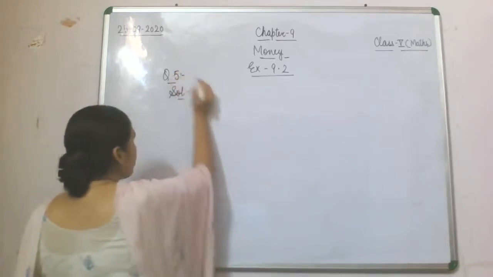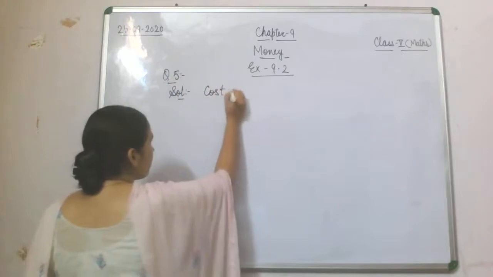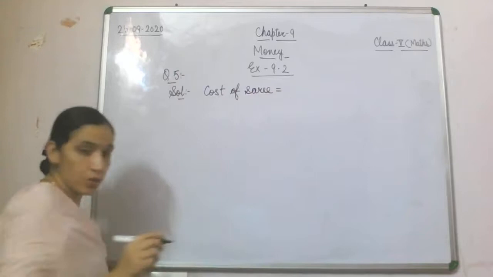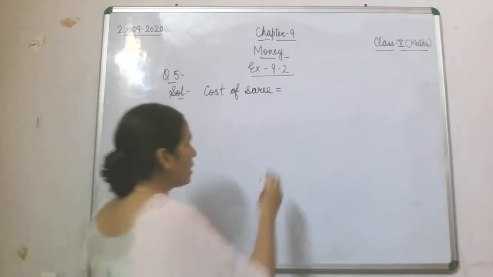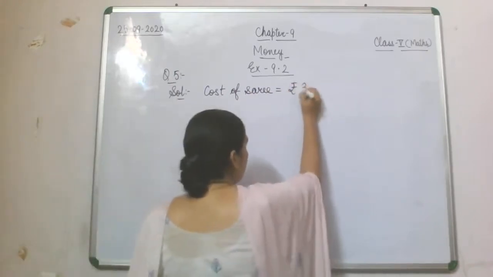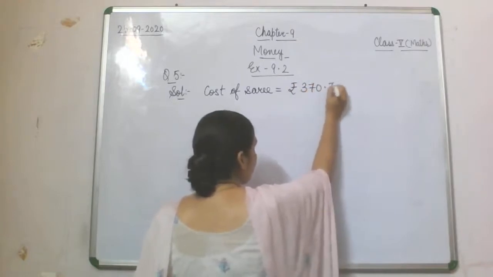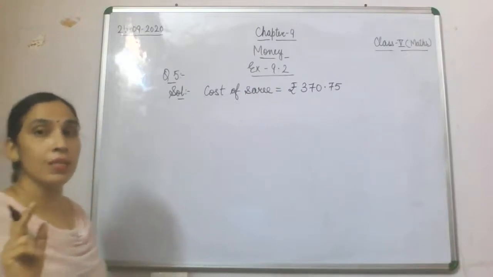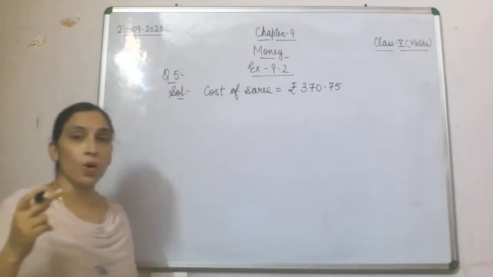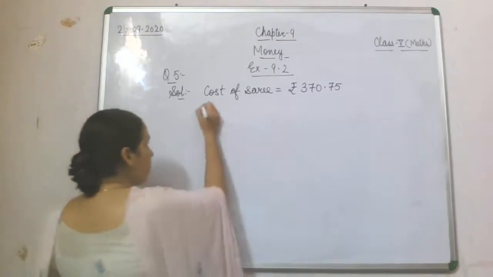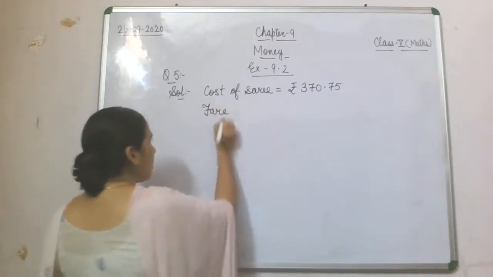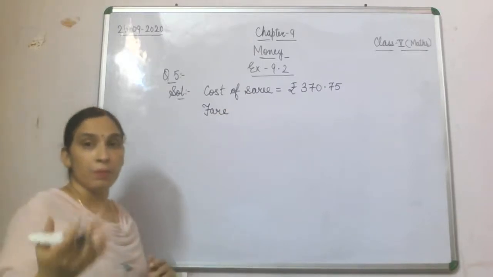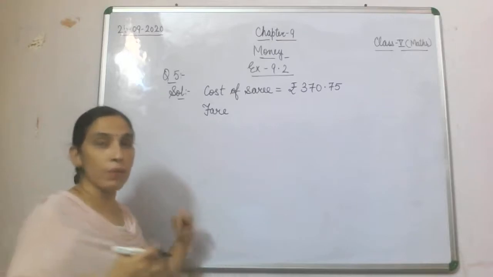Now, cost of sari, that will be your first statement. Cost of sari is rupees 370 and 75 paisa. This is the cost of the sari. Now the next question which arises in your mind: the fare of the auto rickshaw. That fare will also be included in the cost of the sari, because for bringing that sari, this cost will also be included.